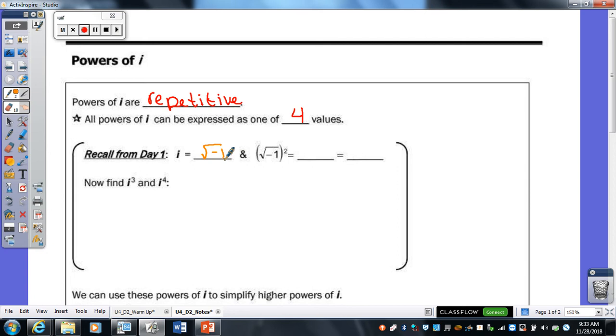And then if we take the square root of -1, which is the same as saying you're taking your I and you're squaring it, that's going to equal -1. Because remember, that square root sign and that square cancel each other out. It's just going to be -1. So now we're going to find I to the third and I to the fourth.